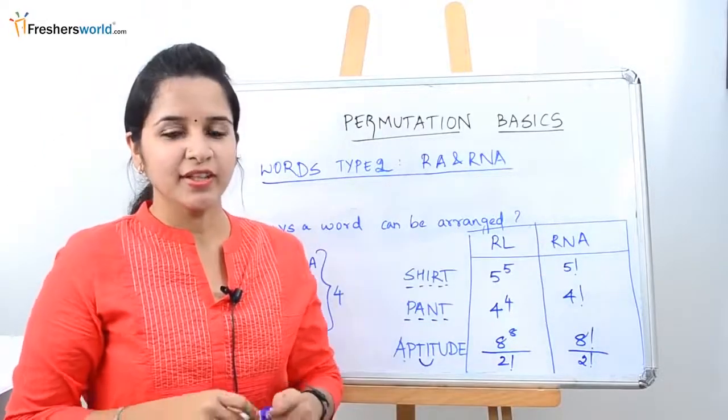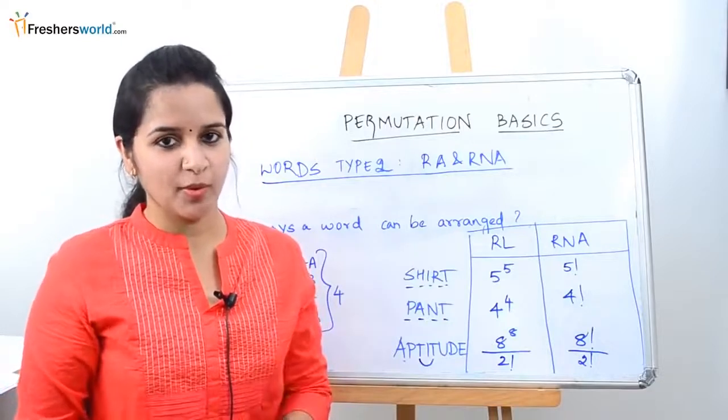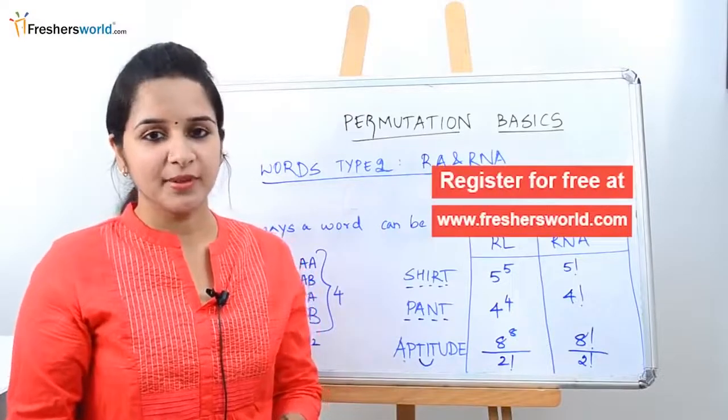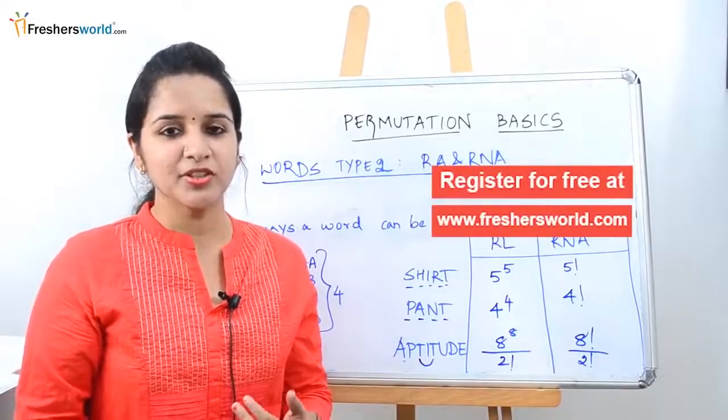So in this video, we dealt with two types of permutation problems. One is repeated letters and non-repeated letters. Another type of sum is repetition allowed and repetition not allowed.